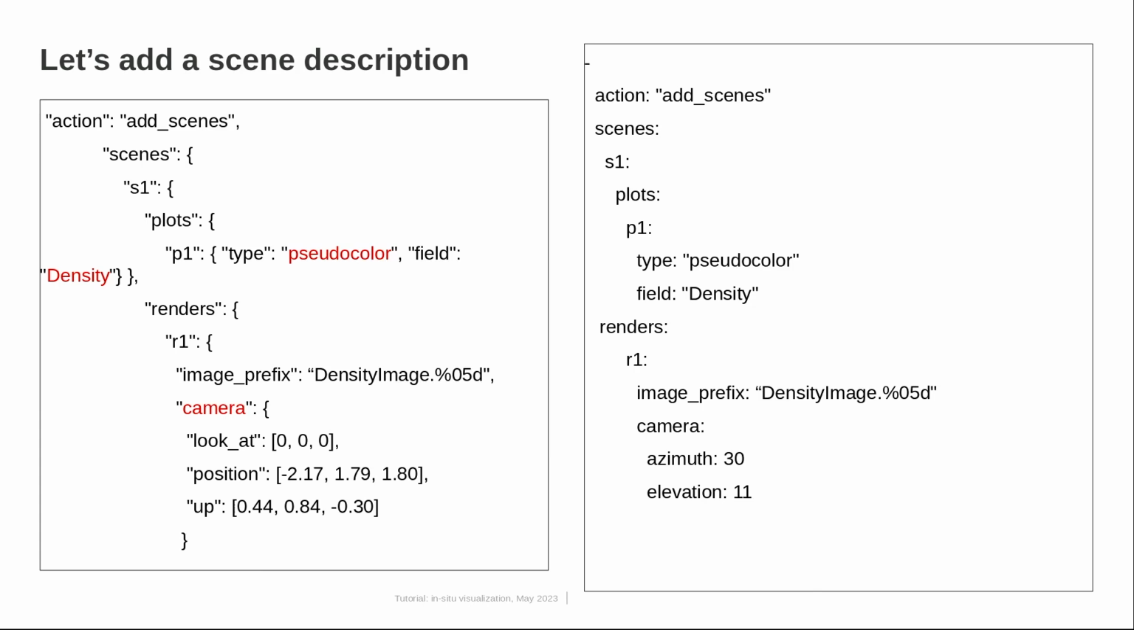There are two ways you can program an Ascent visualization pipeline. You can use JSON or you can use YAML. I prefer YAML because it's a lot simpler to look at. I always get lost with all those braces, etc. So this is exactly the same visualization task. One of them is encoded as a JSON file, one of them as a YAML file.